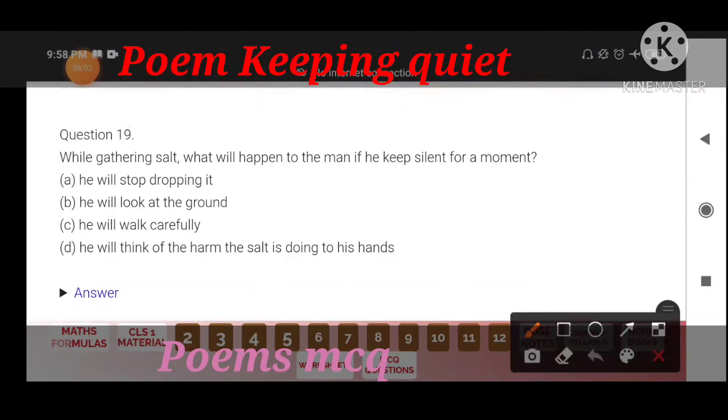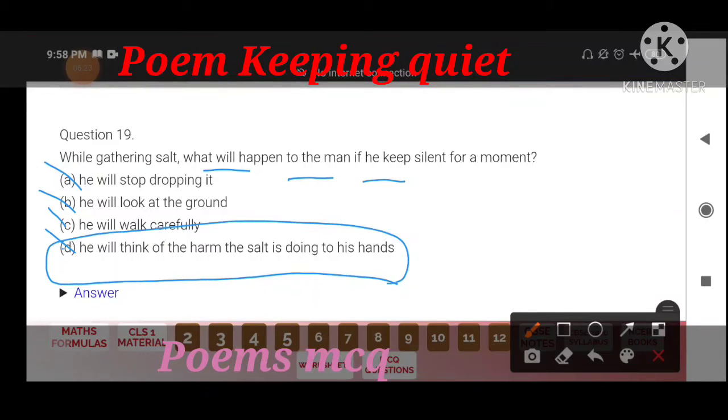While gathering salt, what will happen to the man if he keeps silent for a moment? So the answer will be he will stop dropping it, he will look at the ground, he will walk carefully, and he will think of the harm the salt is doing to his hands. So this one will be our answer.